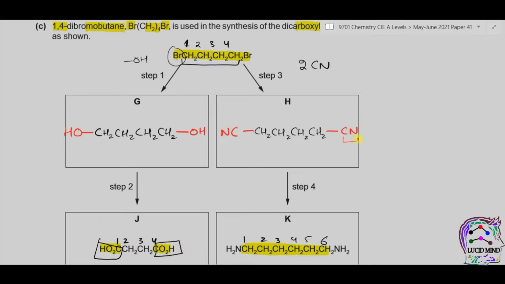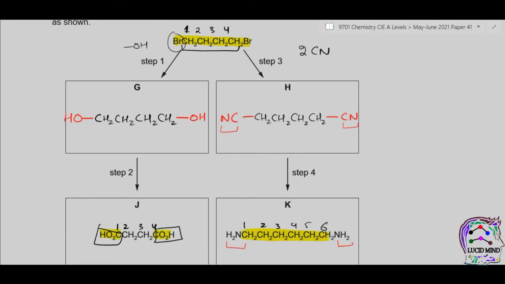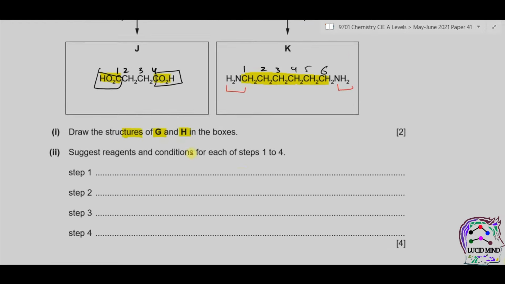Now we can reduce this nitrile groups into primary amines. Suggest the reagents and conditions for each steps 1 to 4.